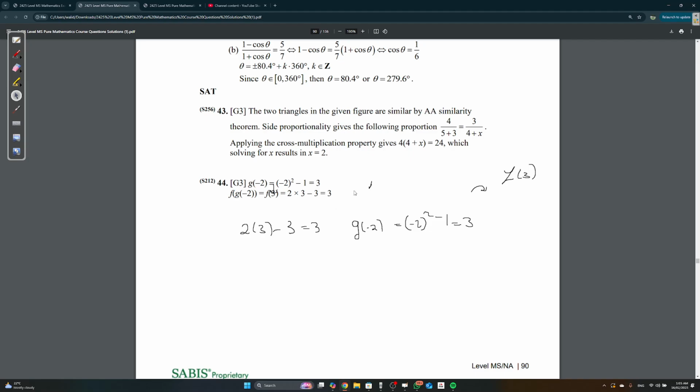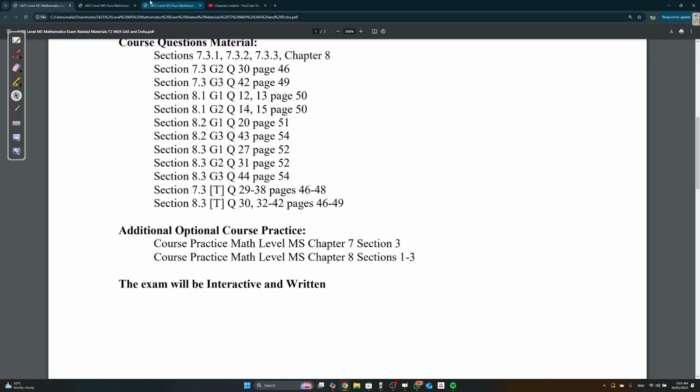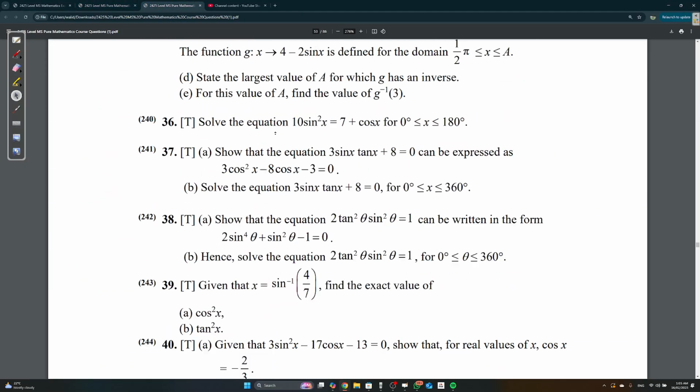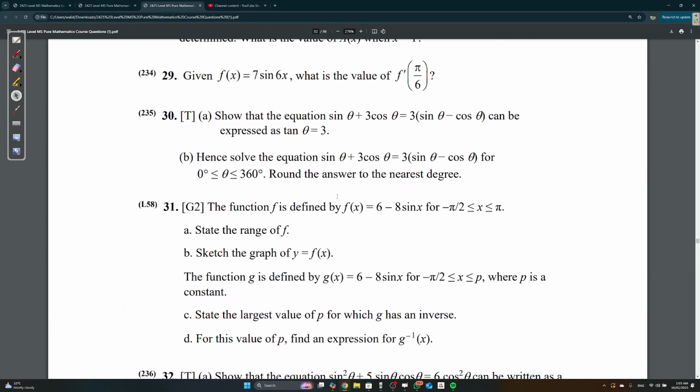Wow, really, this is an amazing use of my time. I'm explaining to 11s how to do composite functions. Anyways, question 30. Let's start with our tops.